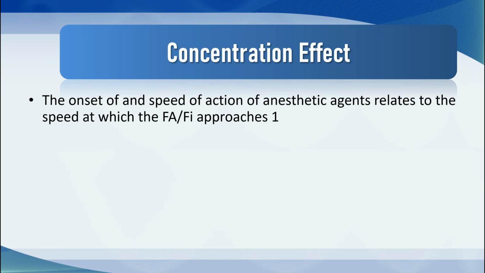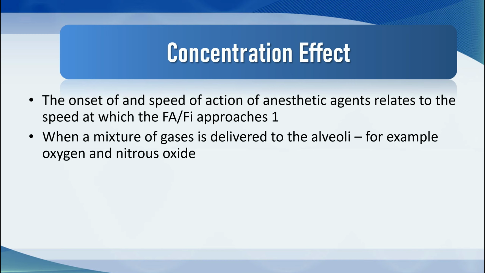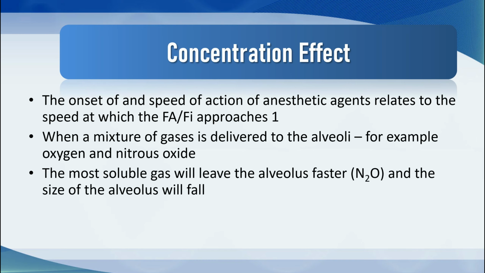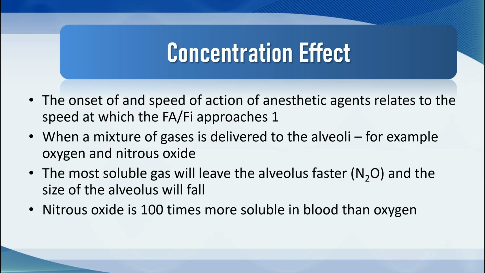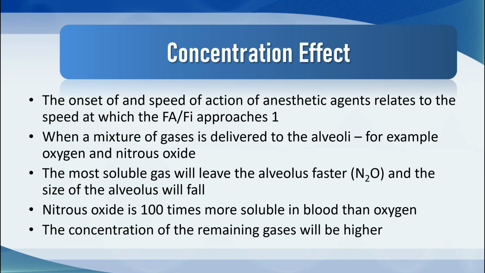The onset and speed of action of anesthetic agents relates to the speed at which the FA divided by FI approaches 1. When a mixture of gases is delivered to the alveoli, for example, oxygen and nitrous oxide, the most soluble gas will leave the alveolus faster. That's nitrous oxide. And the size of the alveolus will fall. Nitrous oxide is 100 times more soluble in blood than oxygen. The concentration of the remaining gases will be higher.